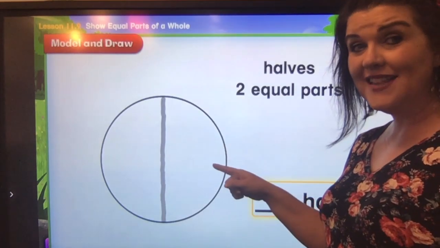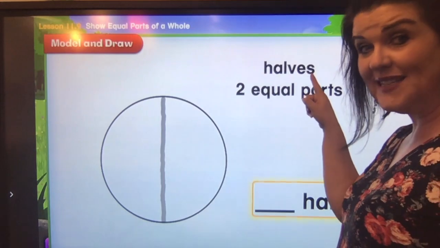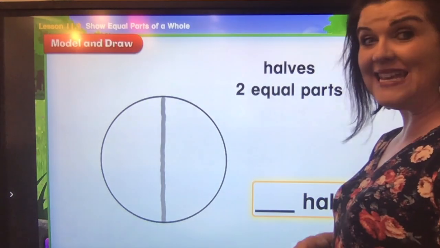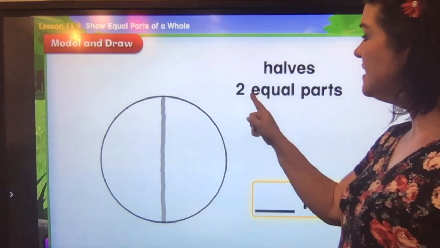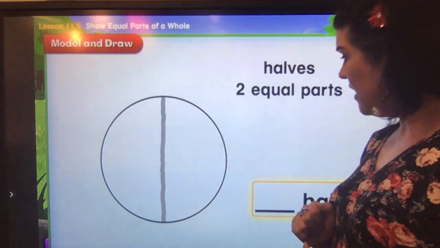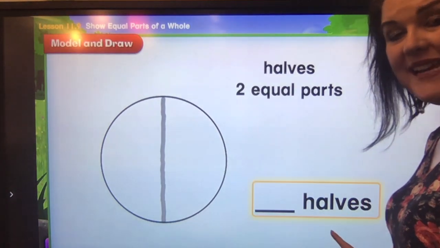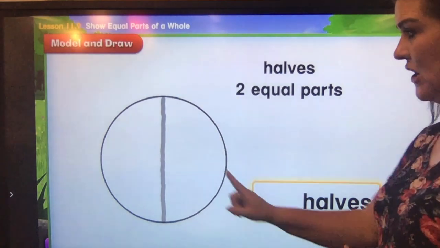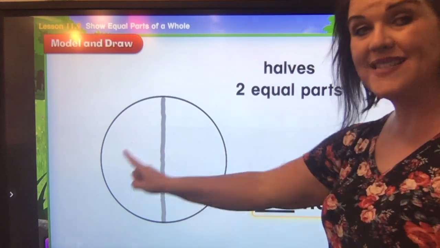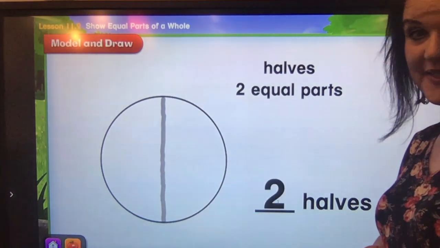So I have divided this circle into halves. As you can see, that's how we spell halves, H-A-L-V-E-S. And this shows that the circle has two equal parts. All right, and if this circle has two equal parts, how many halves does it have? We have to count both sides, and so that would be two halves.